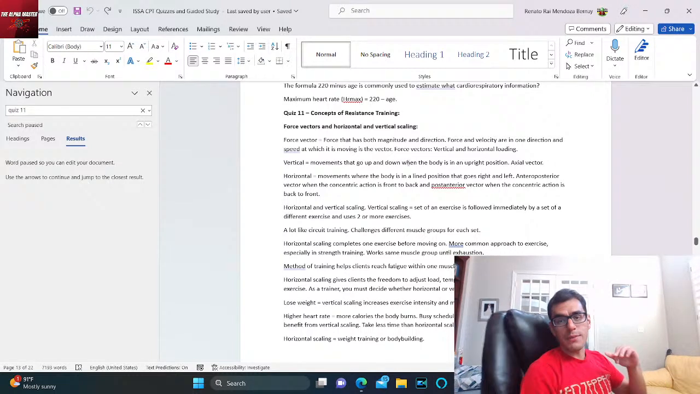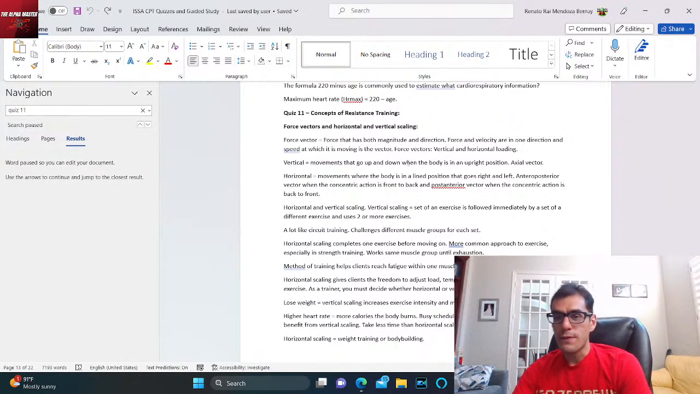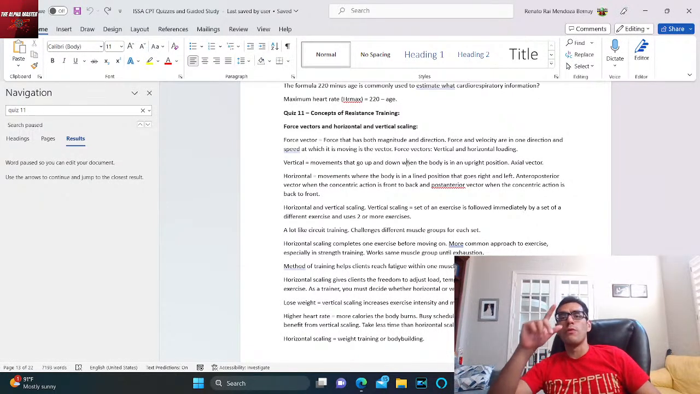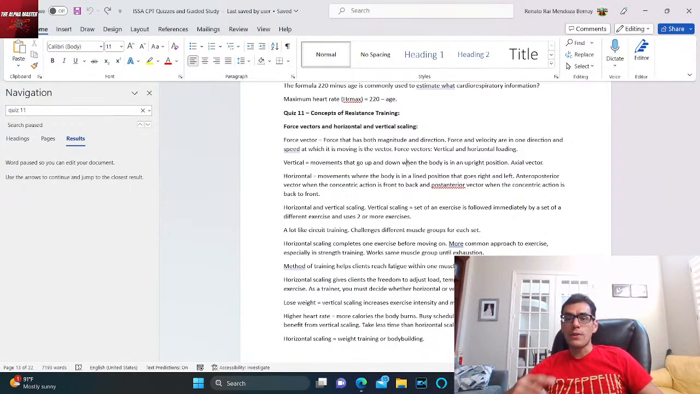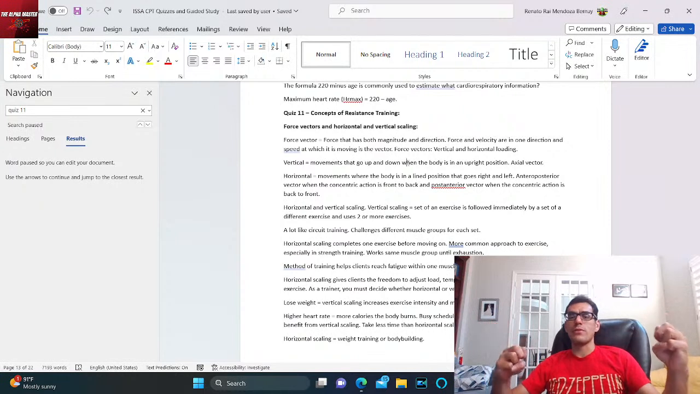The force vector is a force that has both magnitude and direction. Force and velocity are in one direction, and the speed at which it is moving is the vector. The force vector has horizontal and vertical loading.